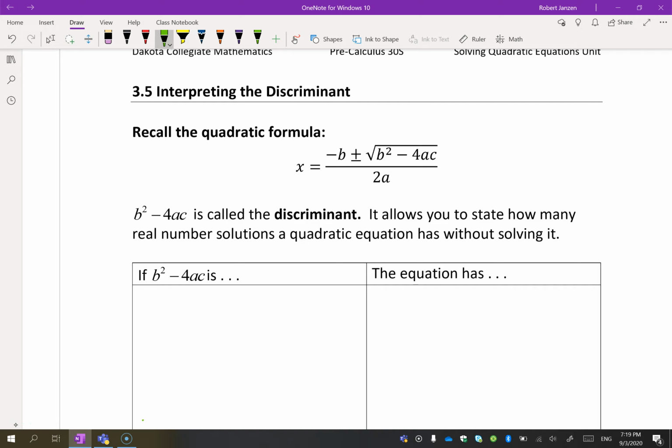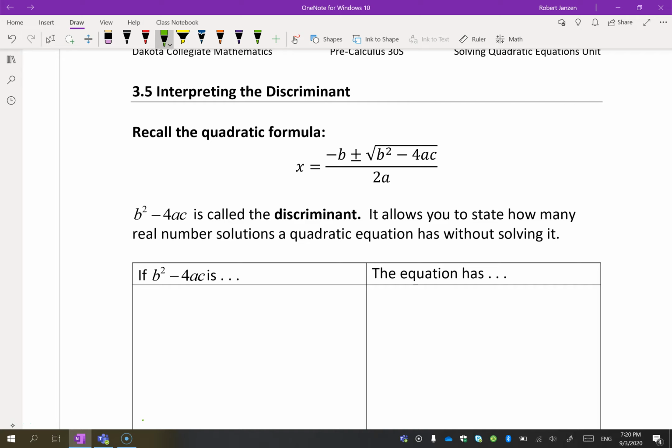For this test, I will tell you which method you're going to use. Okay, so you won't have a choice. If I say you need to solve by factoring, you have to solve by factoring. If you want to solve by quadratic formula, then I'll ask you to do that. Okay? But after this unit, you're going to have to decide what method to use.